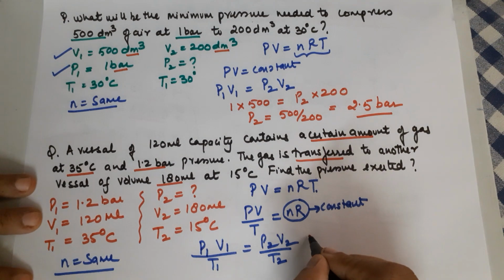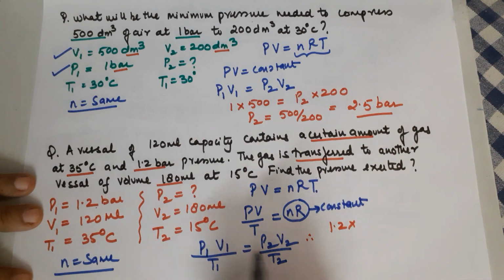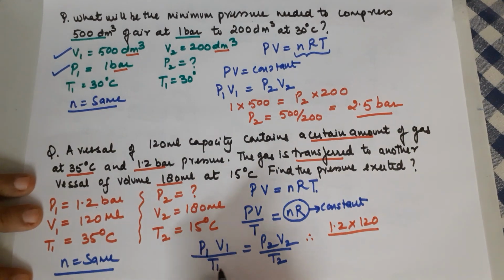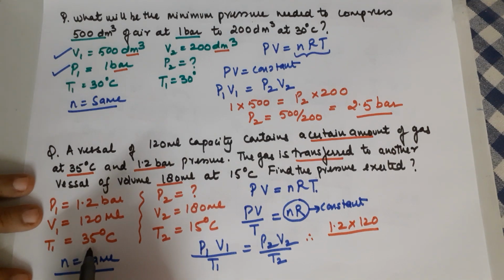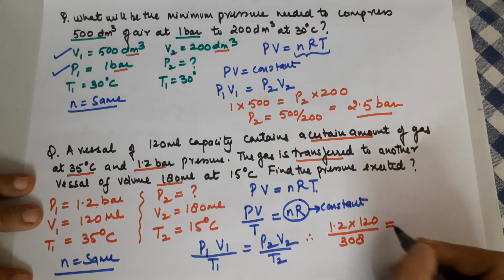Now what is the pressure 1? 1.2 into what is the volume 1? 120 upon what is the temperature? 35 degrees. Please do not make an error. You will not write it as 35 degrees. Please add 273 to it and write it as 308. That's the common place of error.